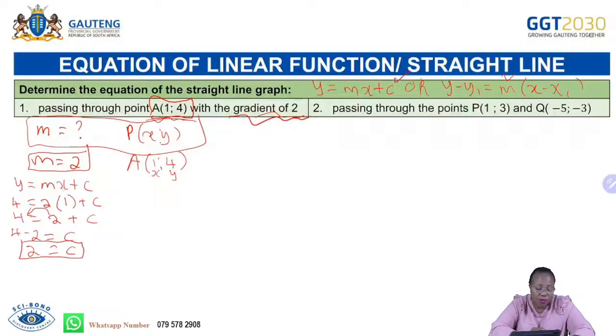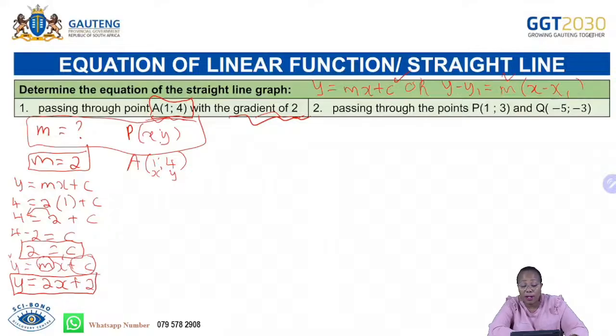So we go back to the original y equals mx plus c. We now substitute the value of c and the value of m and leave y and x, because we need an equation. So our equation will be y equals gradient 2 times x, plus the value of c, which is 2. That is the equation of that particular straight line graph.